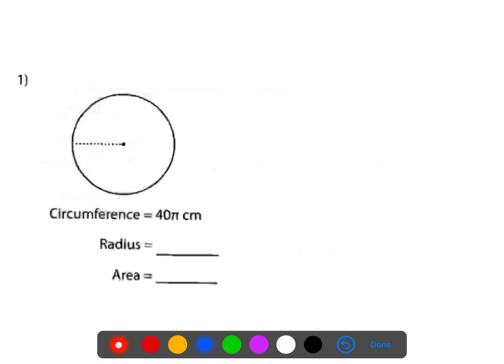All right, on the back of your sheet is a little more practice and review with this. You're given the circumference of the circle and asked to find the radius and the area. So let's do one of these together just to get you started, and then I would like you to do the rest. So our circumference is pi times diameter. It tells us our circumference is 40 times pi centimeters, or 40 pi centimeters.